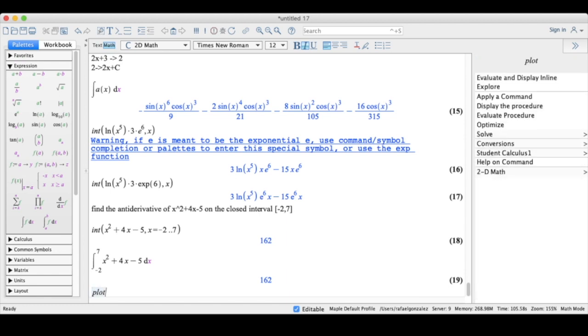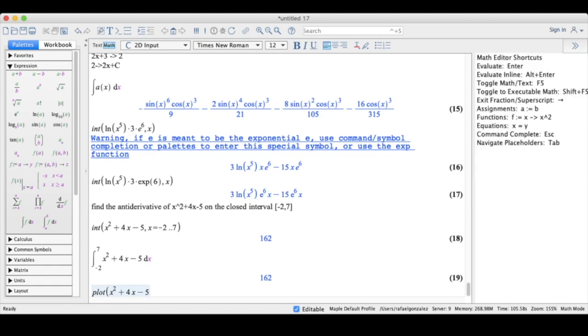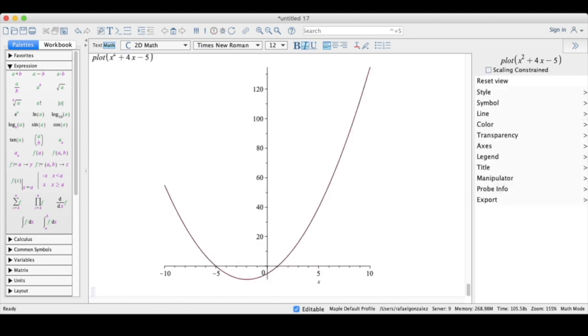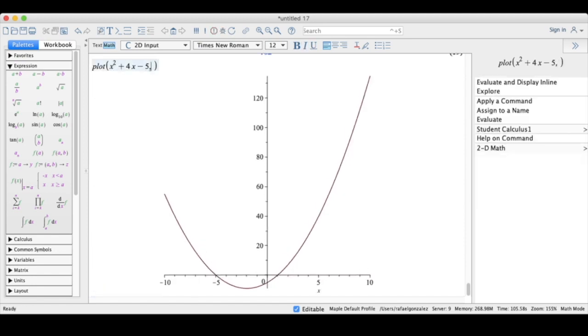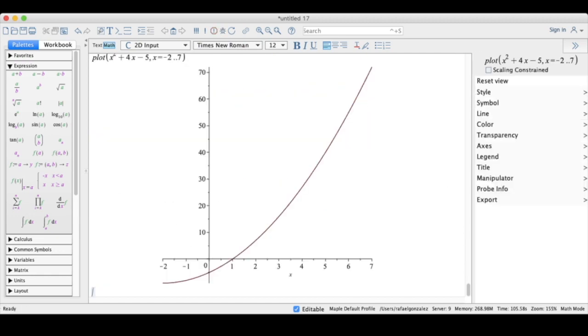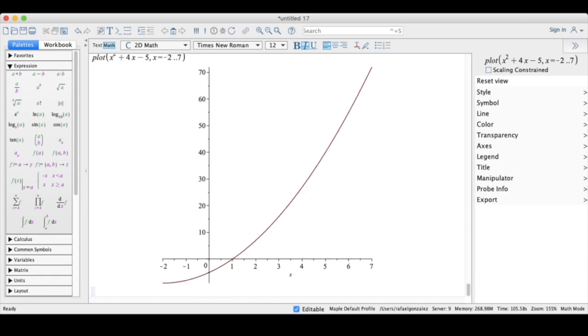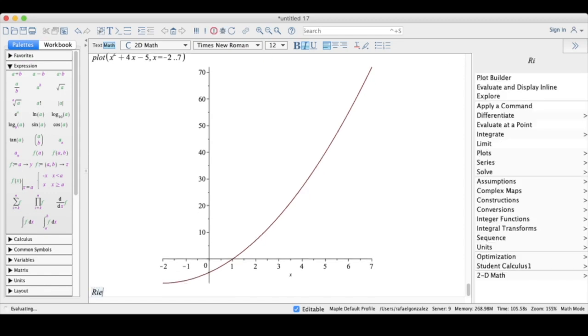Let's just plot that real quickly just to see how that looks, that graph. Now let's go minus 7. So that looks pretty good. That looks pretty good. And again, we could have used also Riemann Sums.